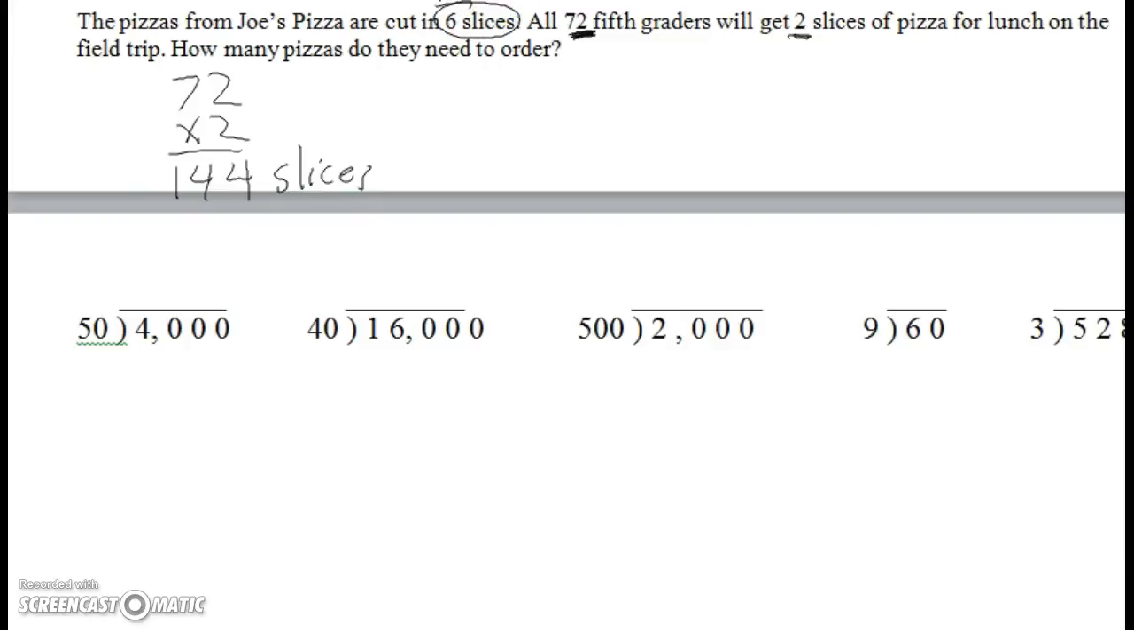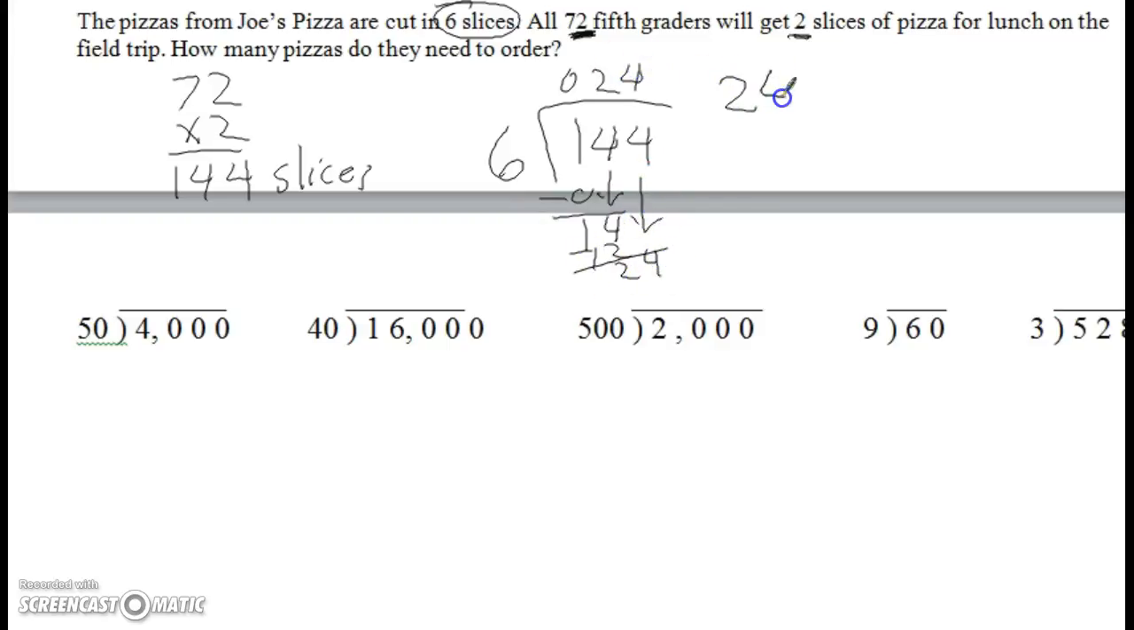Now I know they must be small pieces because the pizzas are only cut into 6 slices. So I'm going to take 144 divided by 6. 6 goes into 14 2 times. That's 12. Bring down my 4 beside the 2. It goes 4. So we're going to need 24 pizzas.